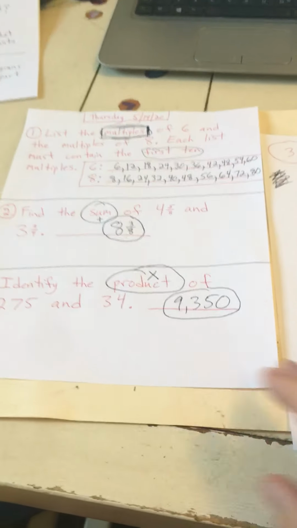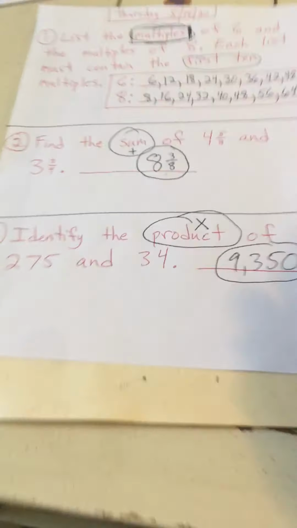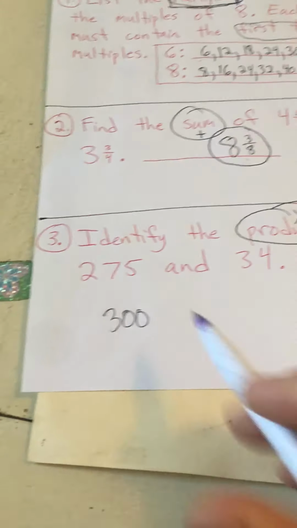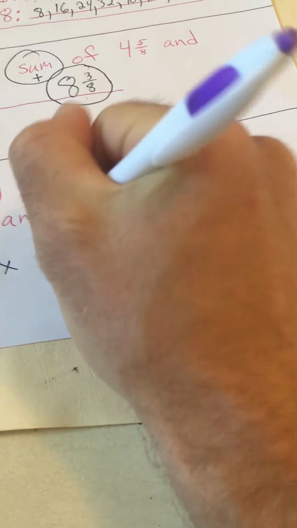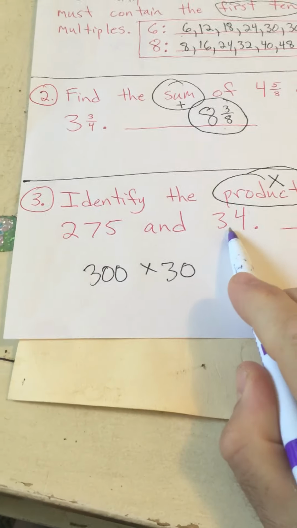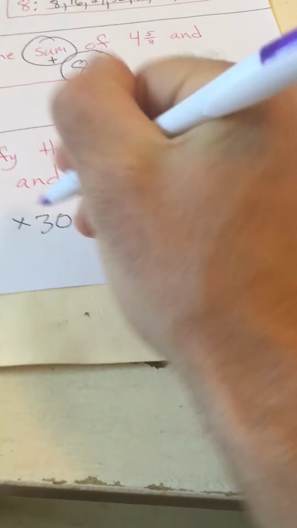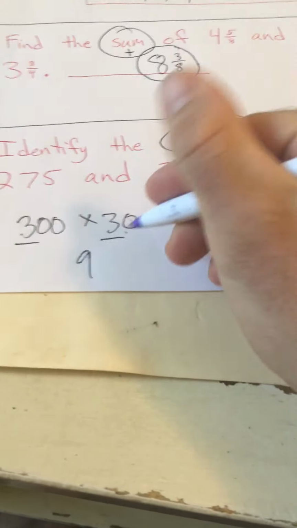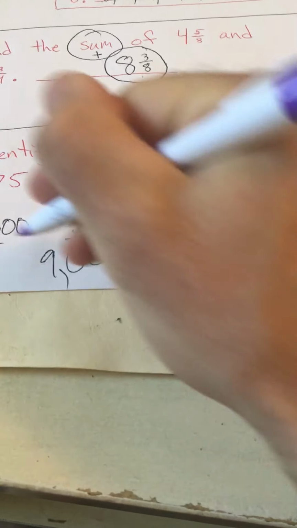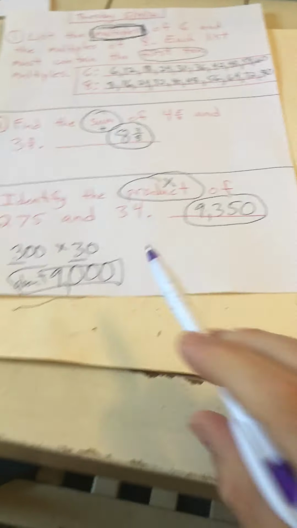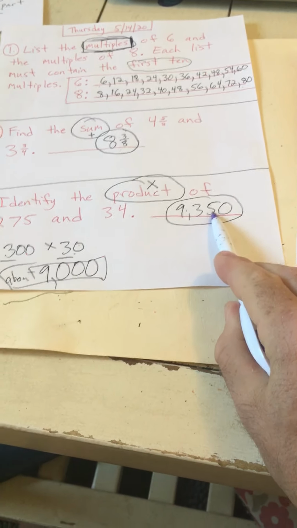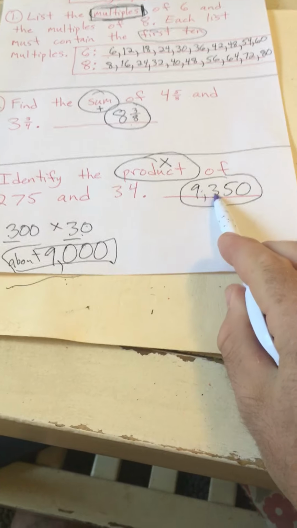9,350. Okay, so I'm going to do a quick estimate just to see if that is a reasonable answer. 275, that's about 300. We can round that up to 300. And 34, just to make our math a little easier, we can round that down to 30. It's very close to 30. So to make this math a little easier, 3 times 3 is 9. With 1, 2, 3 more zeros, our answer should be about 9,000. And since we got a final answer of 9,350, that is about 9,000.